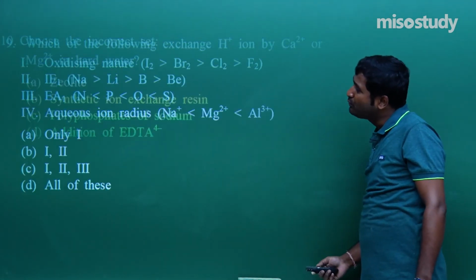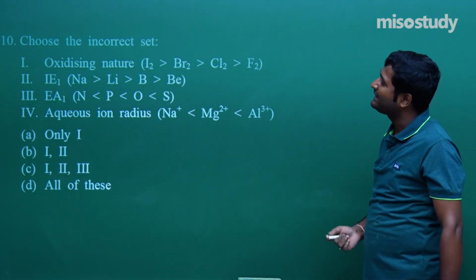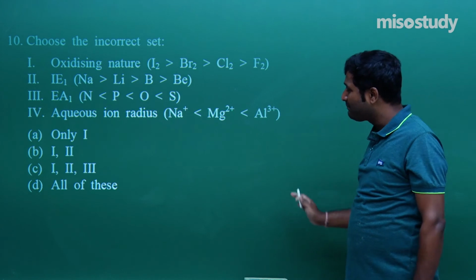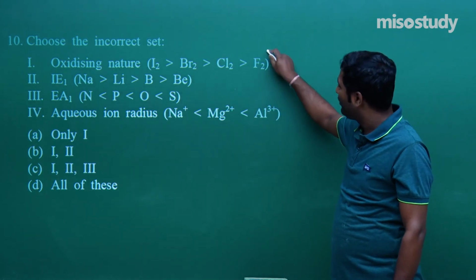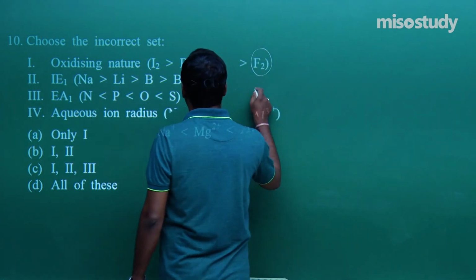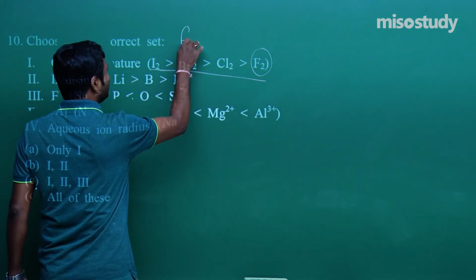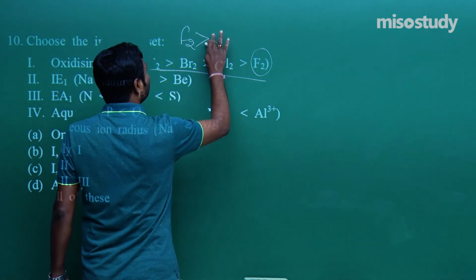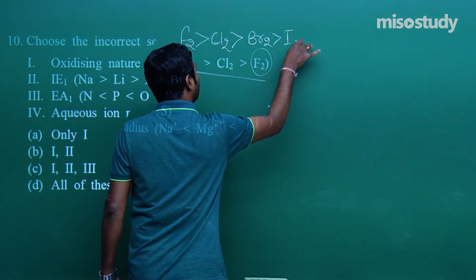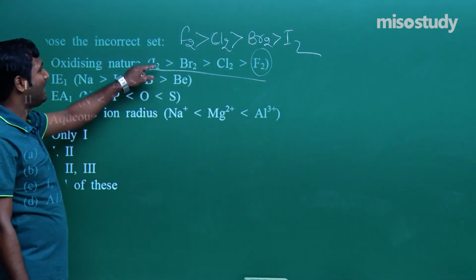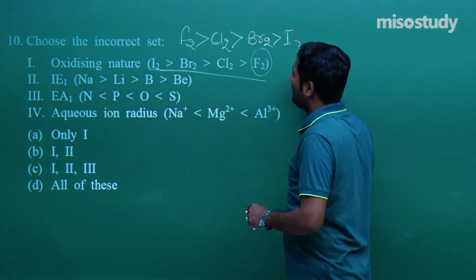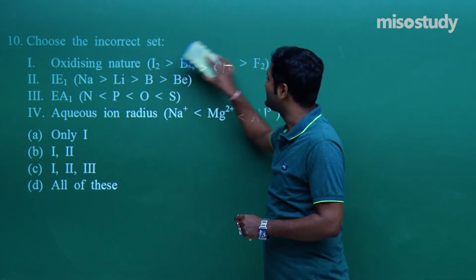Now, let's move to the next question. Choose the incorrect set. First one, oxidizing nature. This is very simple. As we know, fluorine is highly reactive, with high electronegativity, so definitely the order is totally reversed. The oxidizing nature is F2, then Cl2, then Br2, and then I2. Clear to you what I am telling? F2, Cl2, Br2 and I2. So definitely the first option is not a correct set.